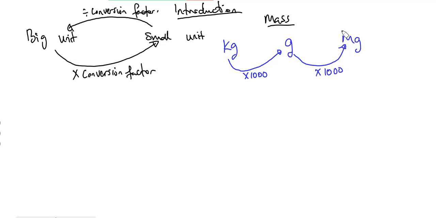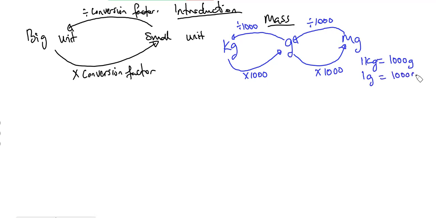If you're moving from milligrams to grams, you divide by 1,000, so you're moving from a smaller unit to a bigger unit. And moving again from a smaller unit to a bigger unit, you also divide by 1,000. So we know that 1 kg is equal to 1,000 grams, and 1 gram is equal to 1,000 milligrams.